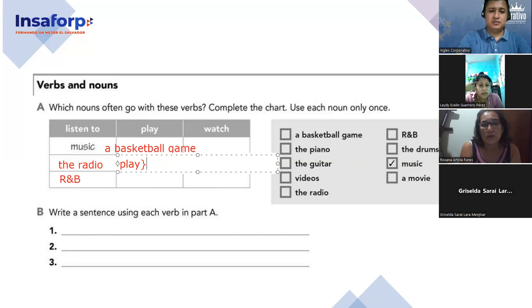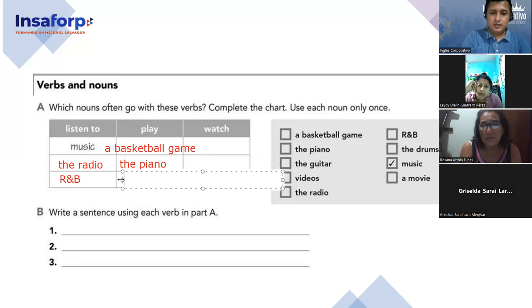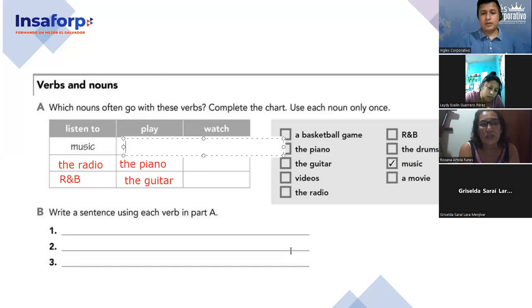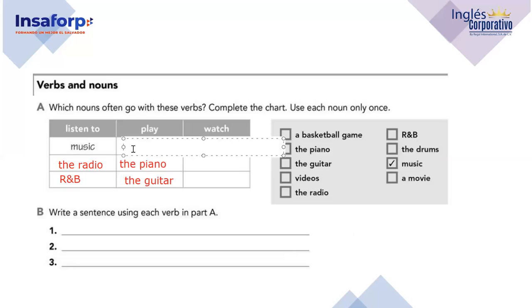Play the piano. Thank you. The piano, very good. You told me a guitar, right? The guitar. The drums. So what you're telling me is that a basketball game doesn't fit here. Okay, the drums. Very good. Si tienen alguna question about the vocabulary, algo que no entiendan, let me know. And watch. So a basketball game fits here. That's what you're telling me. Oh yeah, that makes sense. Very good, Roxana. That is correct.